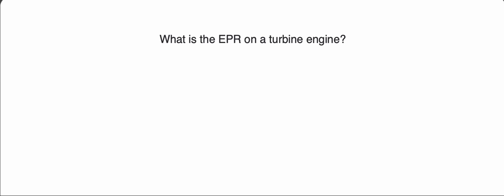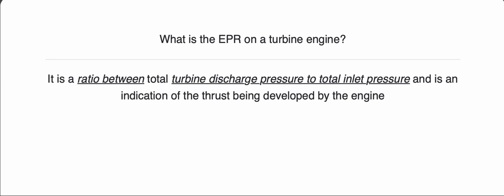What is the EPR on a turbine engine? It is a ratio between total turbine discharge pressure to total inlet pressure and is an indication of the thrust being developed by the engine.